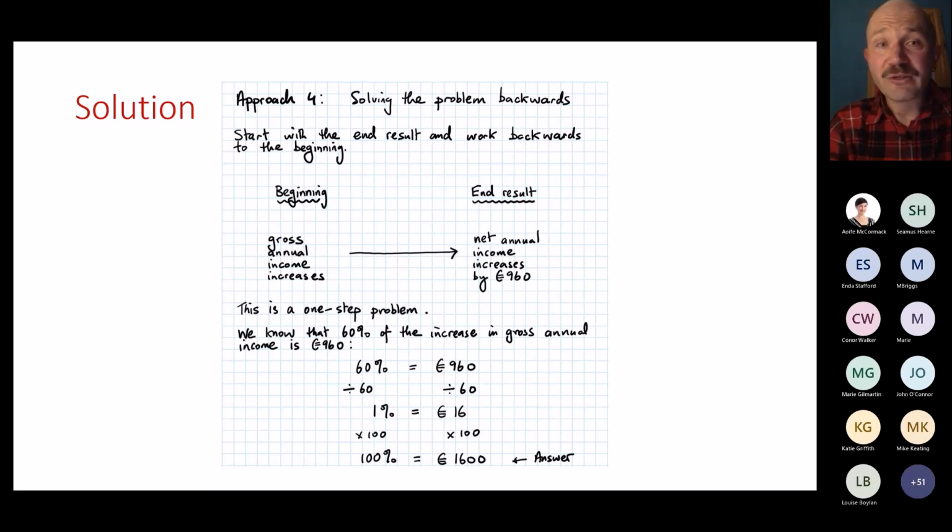So working backwards, we know that 60% of the increase in gross annual income must be the €960. Dividing 960 by 60 will give us 1%, multiplying by 100 will give us 100%. So in this way, we can work backwards to what the original increase in gross annual income must have been.